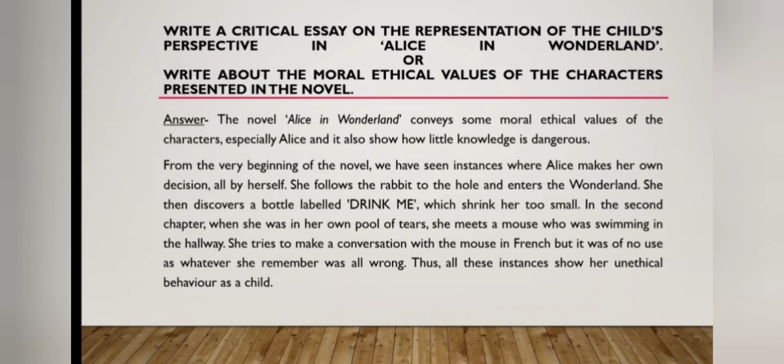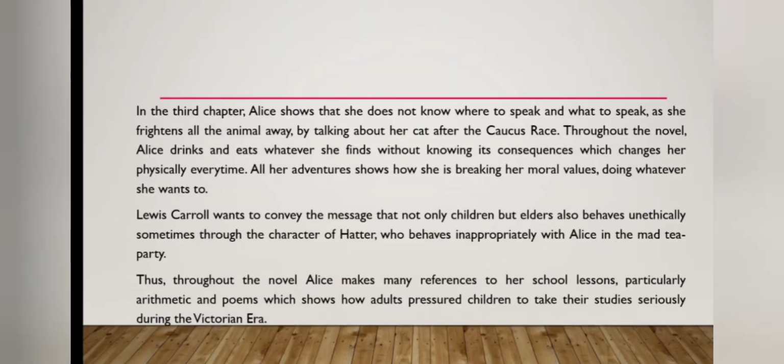From the very beginning of the novel, we see instances where she does things all by herself. She makes her own decisions. She follows the rabbit without informing anyone. This shows the unethical behavior of a child. As children, we were taught by our parents to follow them or to inform them before doing something. But Alice in this novel shows that she makes her decisions all by herself, which leads her to uncertain circumstances.